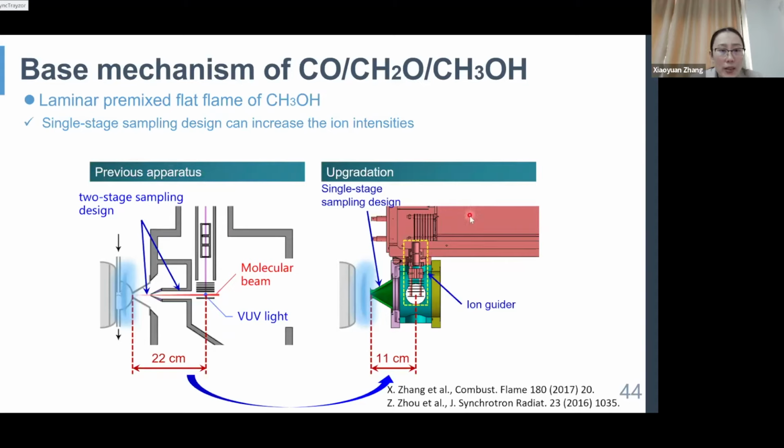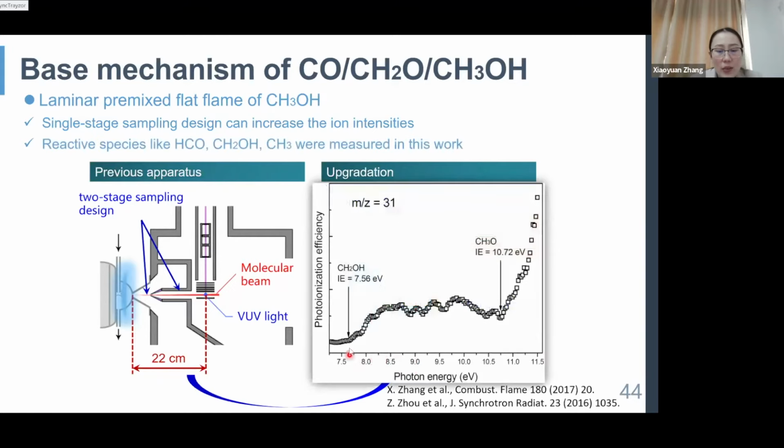For the laminar premixed flat flame of methanol, to conduct the experiments, we upgraded our previous apparatus. We use a single-stage sampling design to better detect the reactive species. This is the fuel radical in methanol. Based on the upgraded apparatus, we can easily identify them. This is the quantification results for C1 species in methanol flame. All these speciation data are related to this reaction.